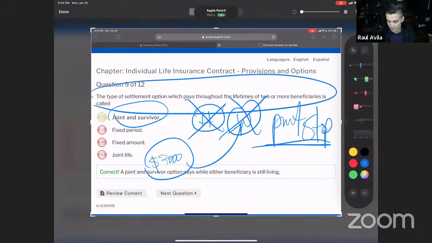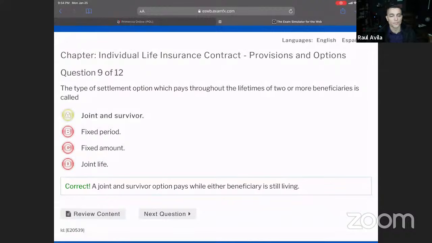This was a good one to learn. I love it. Screenshot that, guys. Screenshot that.